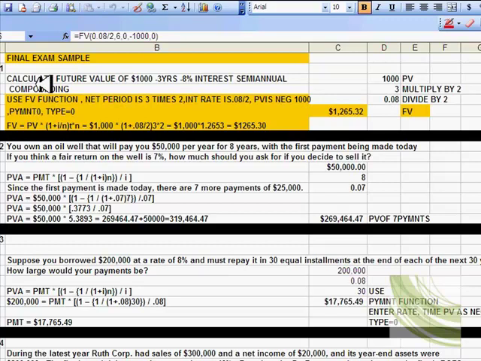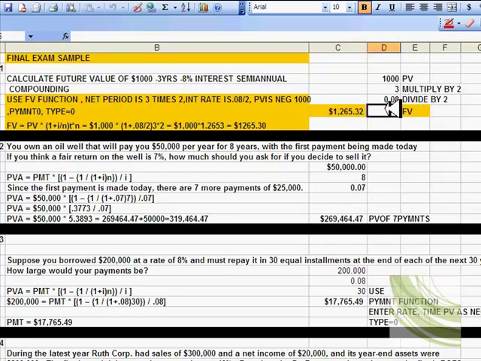Let's review this problem. Let us say you have to calculate the future value of $1,000. You're going to put it in for 3 years at 8% interest. This is semi-annual compounding. That means it pays interest twice a year. So how do you calculate that? You can use Excel, enter your $1,000 as present value. You have 3 years, but multiply this by 2 because this is semi-annual. 3 times 2 is 6 periods. And the interest per period would be 8% divided by 2.